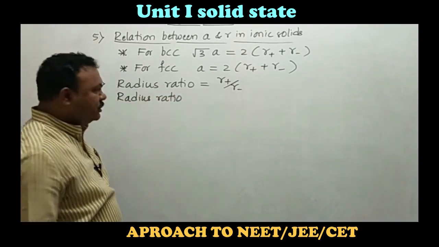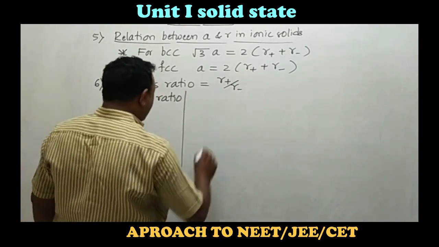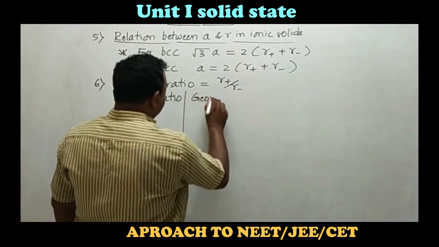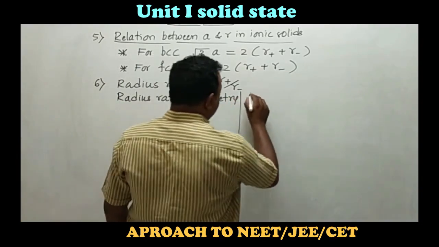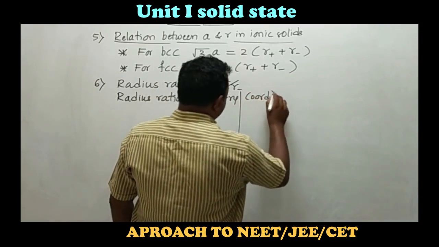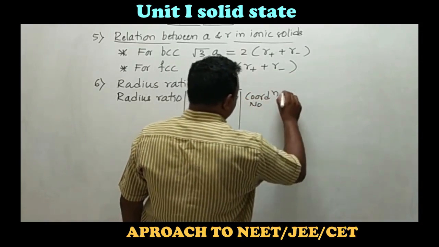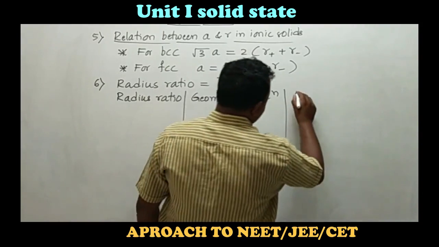First column we are going to take is for range of the radius ratio. Second column is for geometry of the solid we are getting. Third column is for coordination number. And last column is for the example.